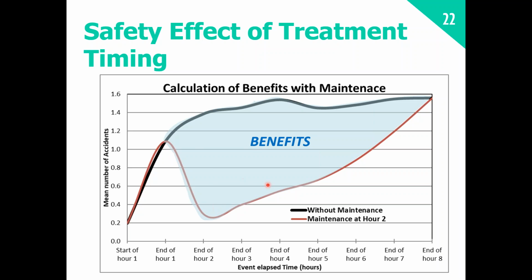So we can see that by simply taking the difference between these two, we can then quantify the benefit of the maintenance operation, the particular maintenance operation that started at the end of hour 1.